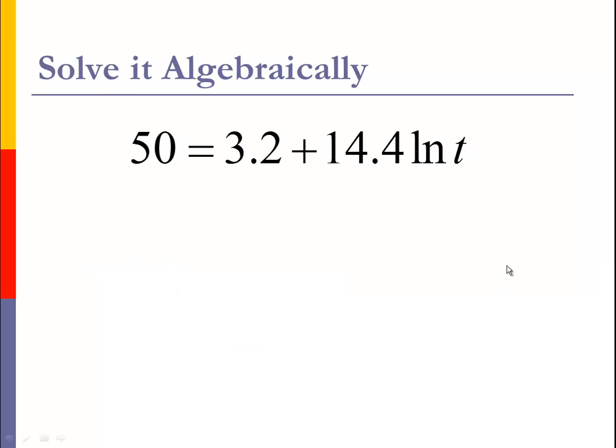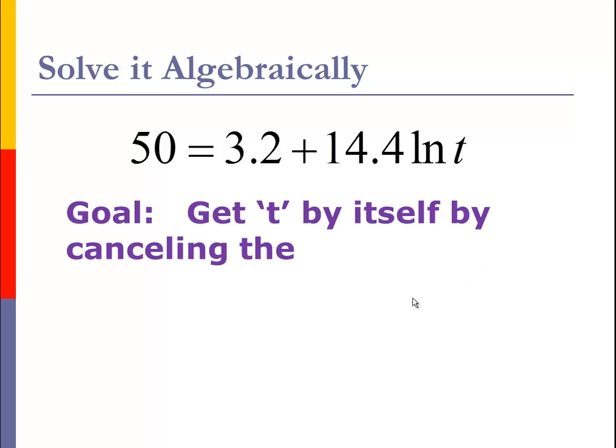And so now how would we find it algebraically? What we have is 50 equals 3.2 plus 14.4 ln t. There's our model, and we set that equal. What we've got to do is get t by itself. So we have to cancel the 3.2, get rid of that 3.2, get rid of this 14.4, and then get rid of the natural log. So we have three steps in order to solve for t.